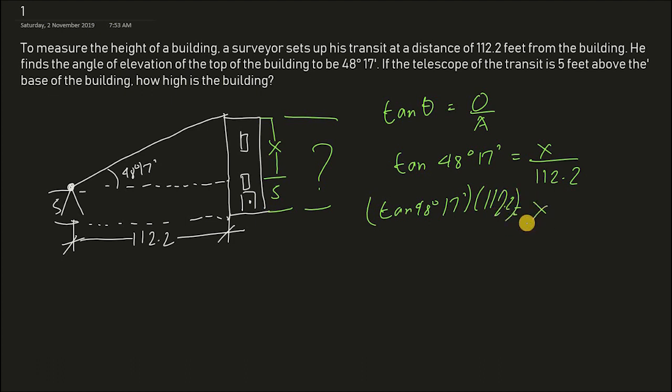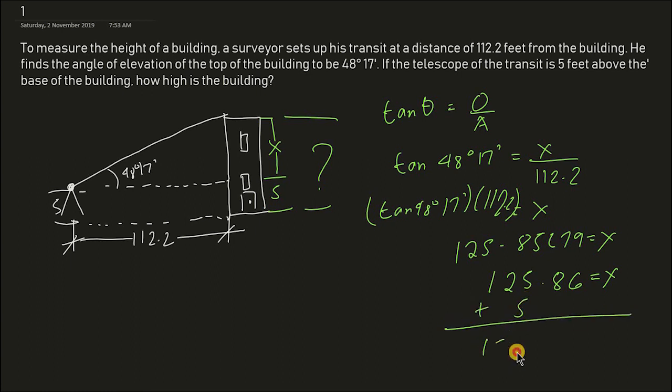So, let's solve for the value of x. So, let's get up until 2 decimal places. So, guys, the value of x is equal to 125.85679. So, I will round that off into 2 decimal places. My final answer will be 125.86 is equal to x. Guys, take note, hindi pa yan yung hinahanap natin. Kasi meron pa tayong 5. So, to get the whole value of the building, we will add 5 here. So, our final answer, guys, is 130.86. Don't forget the unit, feet. Alright? So, this is our final answer.